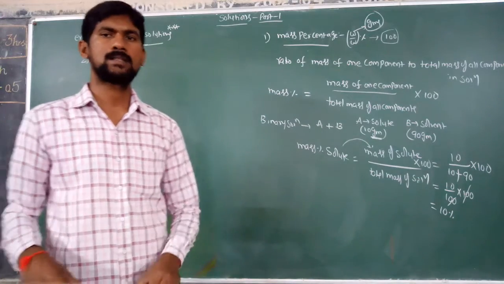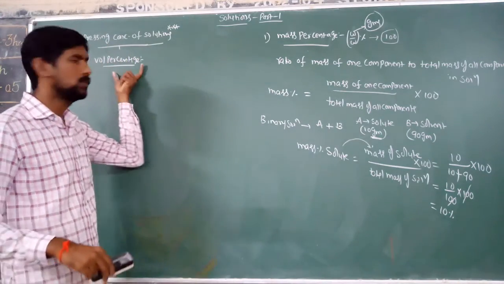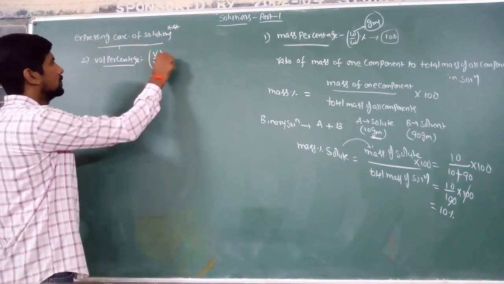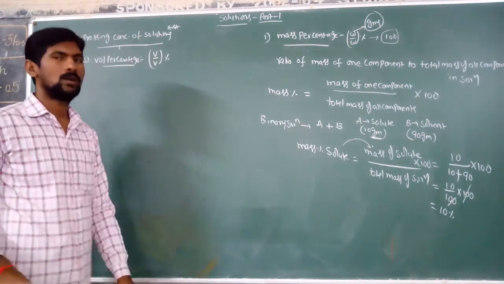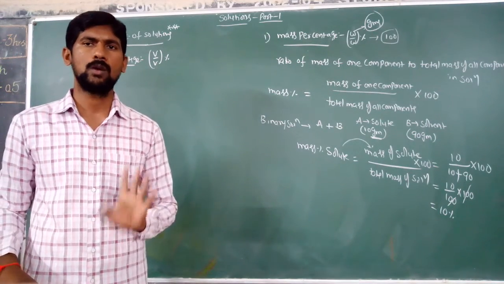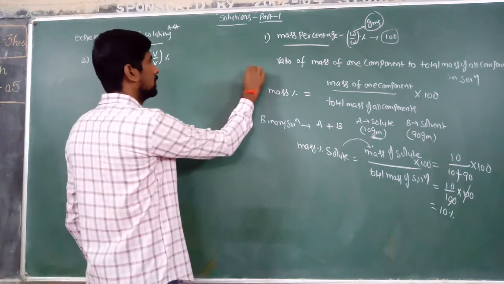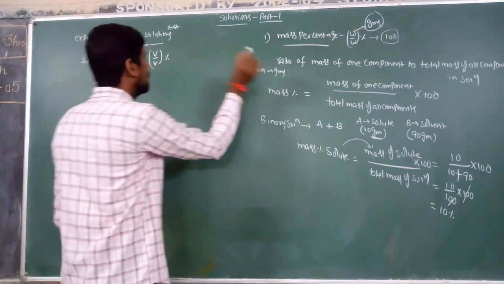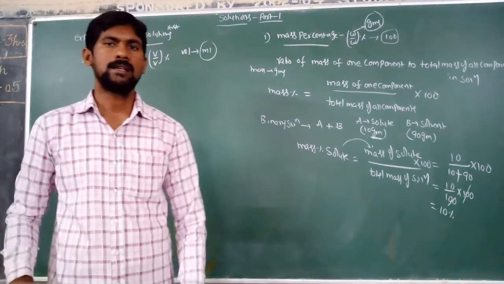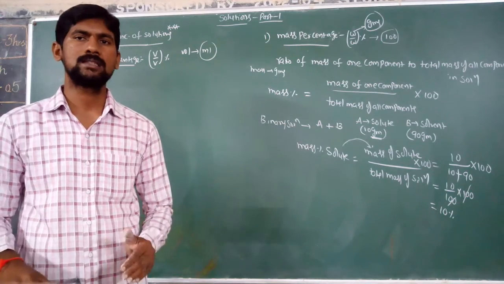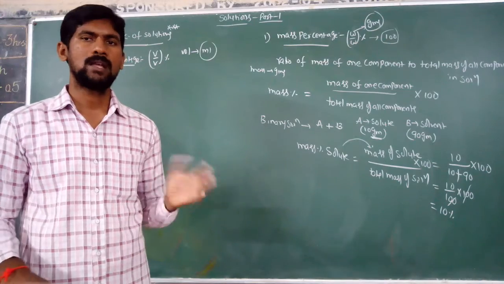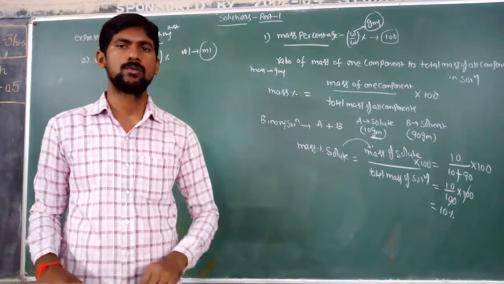The second important method of expressing concentration is volume percentage. Volume percentage is designated as V. So what is the volume percentage? Very similar to mass percentage. Instead of mass, you have to use volume. What is the unit of mass? Grams. Here, what is the unit of volume? ml. So that is the difference between mass percentage and volume percentage. Mass is measured in grams, volume is measured in ml. And the formula is same. Instead of mass, you have to use volume.